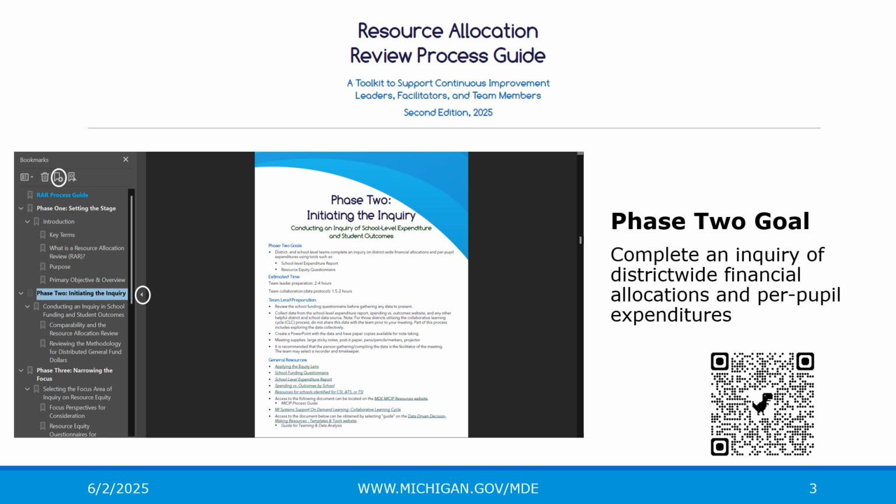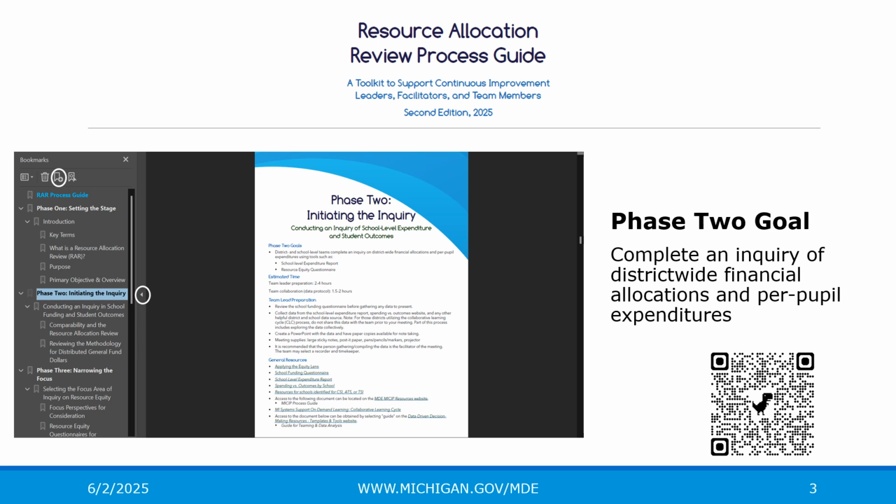The Resource Allocation Review Process Guide is located on the MDE website titled Resources for Schools Identified for CSI, ATS, or TSI, and may be accessed by using the QR code on the lower right corner of this slide. The document is tabulated for navigating each of the 6 phases of the process. Each phase has a single-page summary that provides the goal to be accomplished, an estimated amount of time for completion, and links to resources that may be helpful throughout the phase.